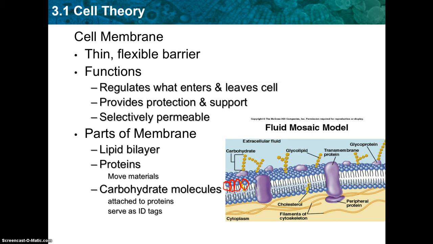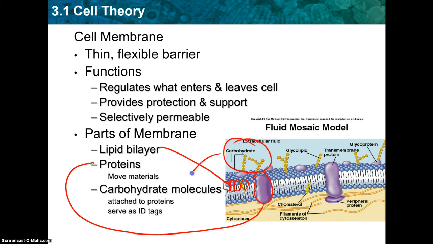Okay, and then there are proteins. Those are these weird looking things in here. Those are your proteins. Here, I'll draw an arrow, or a line. Proteins here. And then we have carbohydrate molecules. That's that stuff right there. They're attached to proteins. They can also be attached to lipids. They just basically are like dog tags, if you will.